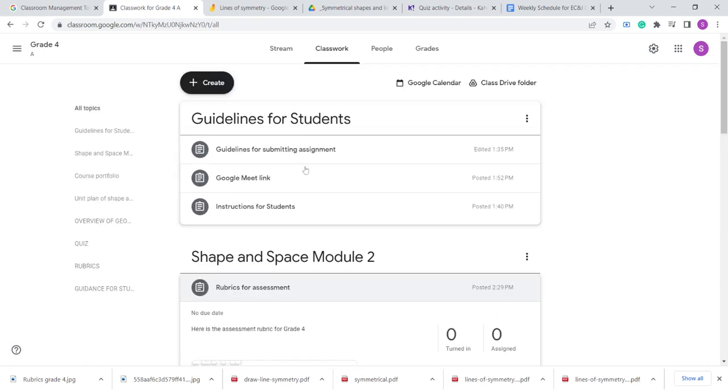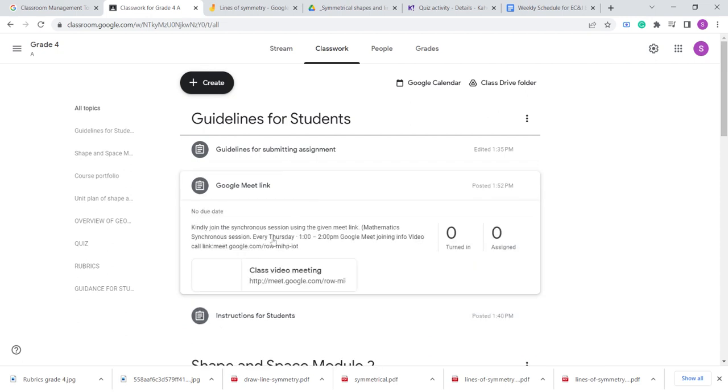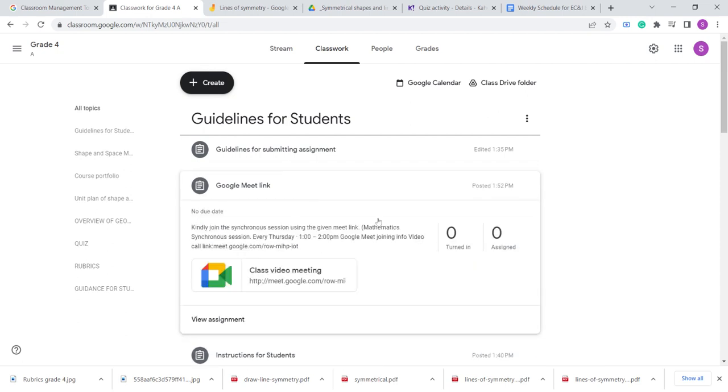And I also added some guidelines for the students. First of all, I include the instructions that attendance is mandatory for the course. If they have any query, then they can discuss it in the face to face session. They also have to submit the assignments before the due date. And here is a link of the Google Meet. They have to meet at 1 to 2 p.m. on Google Meet, and every day there will be classes for that session.